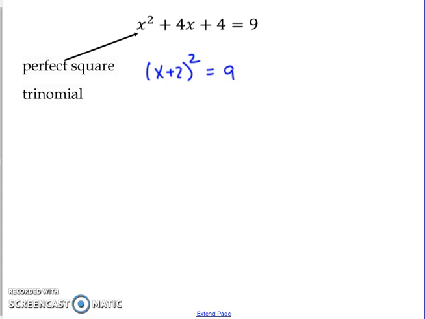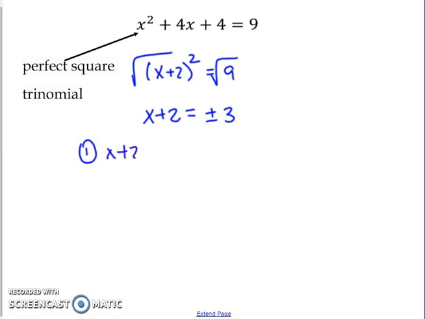So once I get a perfect square on one side of my equal sign, I can take the square root now of both sides. So when I take the square root of x plus 2 squared, the square and the square root are going to cancel out, and I just get x plus 2. And the square root of 9 is plus or minus 3. So I have two answers here.